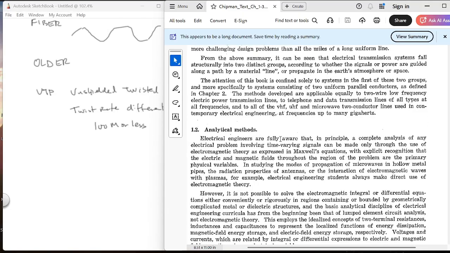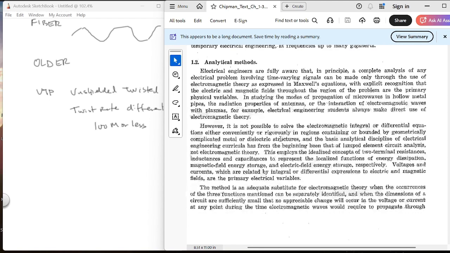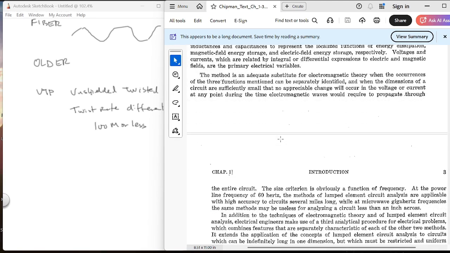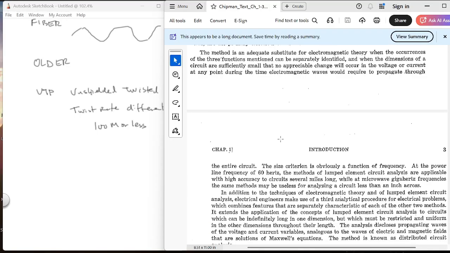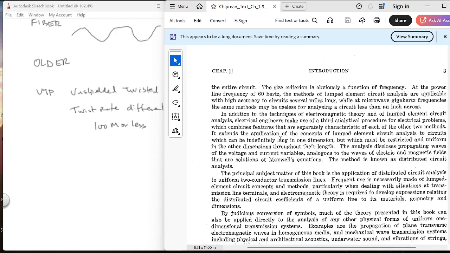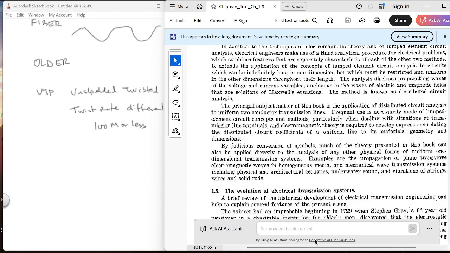I wanted to just touch base a little bit on the history. Basically, it goes back into the 1800s and even to the 1700s, and talks a little bit about different types of ways that transmissions were done. Okay. Evolution of the electrical transmission system.